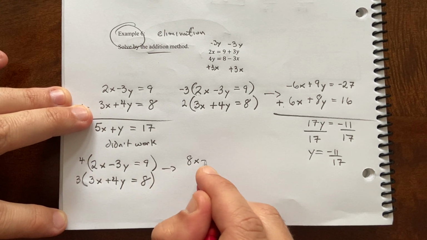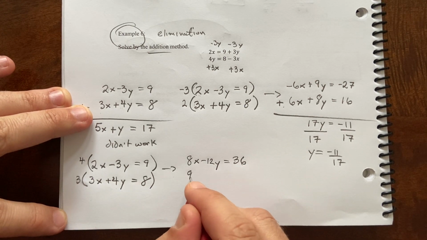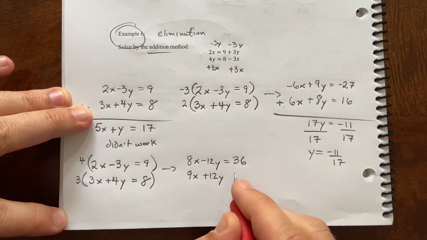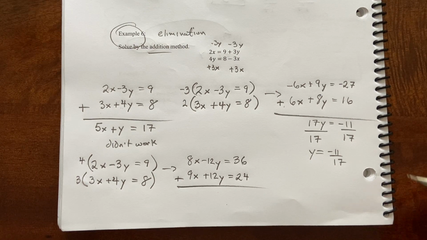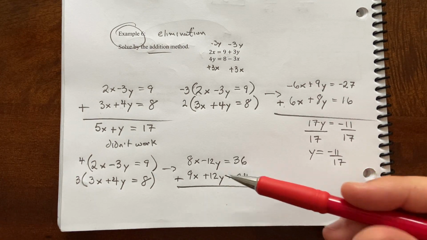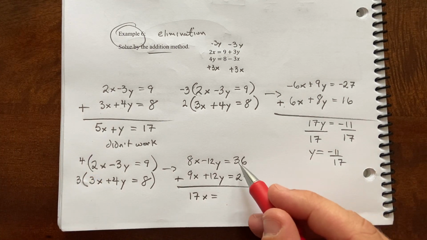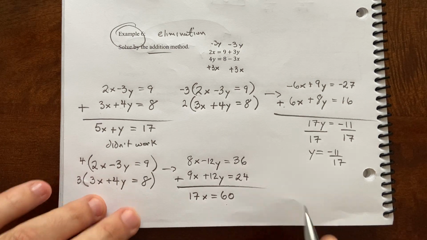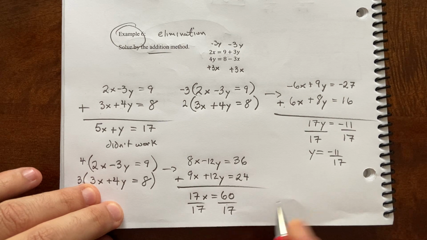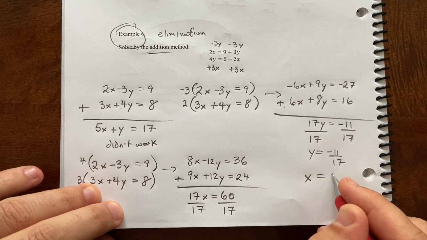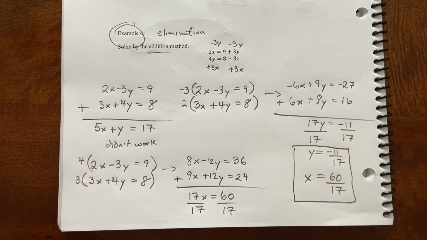So we get 8x minus 12y equals 36. And then I get 9x plus 12y equals 24. Now when I add, the y's will be eliminated, and I'll be left with 17x equals 60. Divide by 17. So x equals 60/17. This would be the solution to that system.